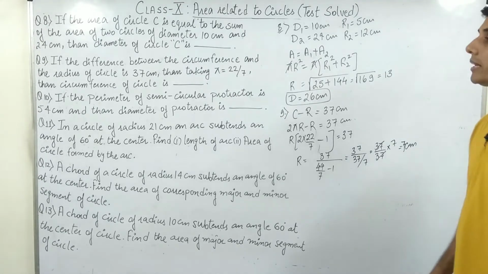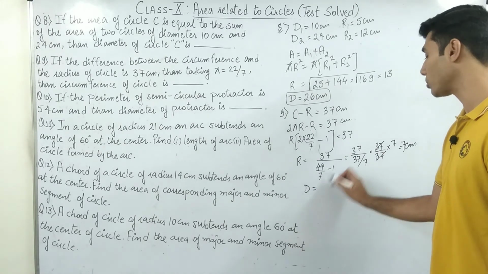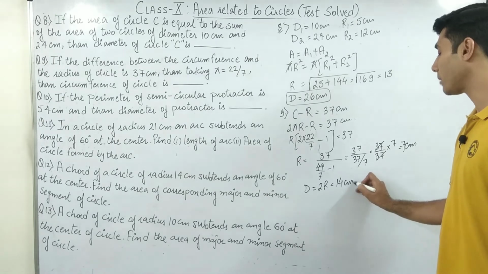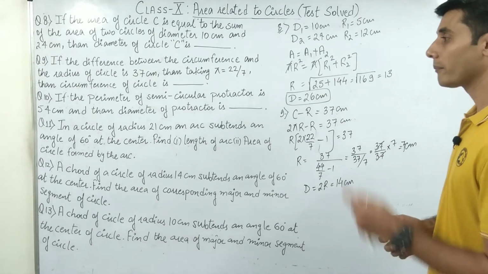7 centimeter. Now, but they haven't asked you r. What they have asked you is diameter. So diameter should be equal to twice r, which should be equal to 14 centimeter. And that's all that's done too. Let's move directly on to question number 10.